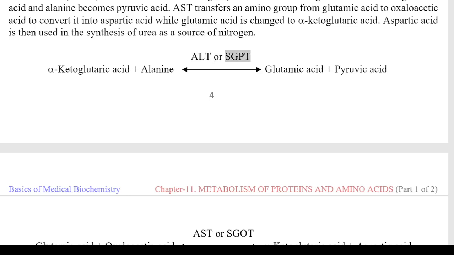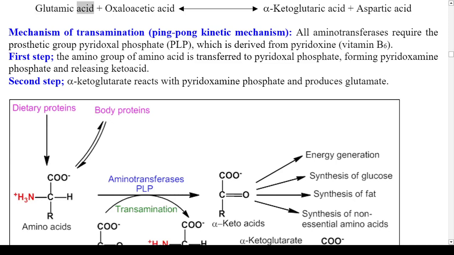ALT or SGPT: ketoglutaric acid plus alanine gives glutamic acid plus pyruvic acid. AST or SGOT: glutamic acid plus oxaloacetic acid gives ketoglutaric acid plus aspartic acid. Mechanism of transamination: ping-pong kinetic mechanism.